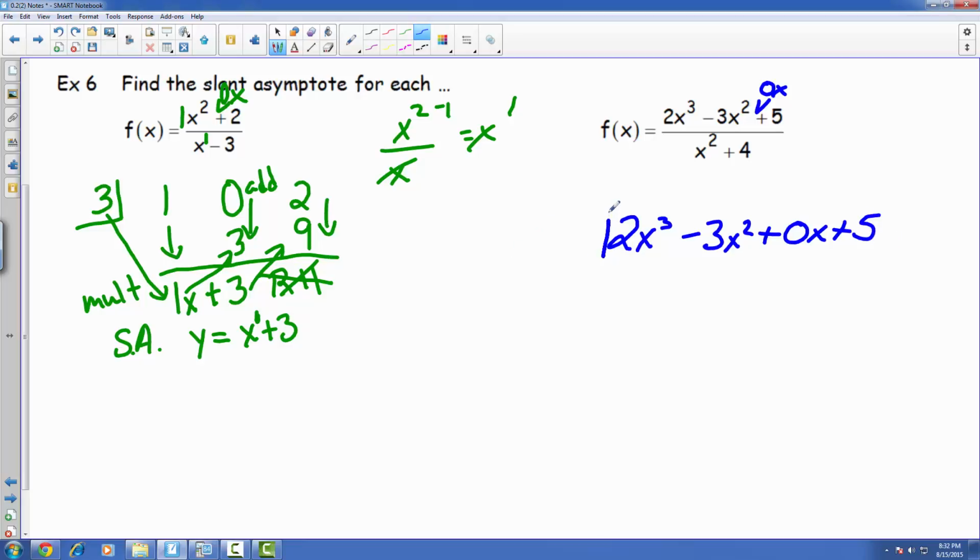Now instead of synthetic where we had the box, we're going to go ahead and do long division, much like you guys have seen in grade school and your Algebra 2 classes. Now we are going to divide it by this x squared plus 4.